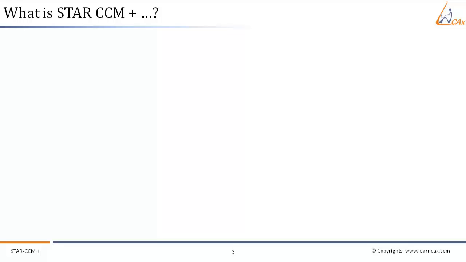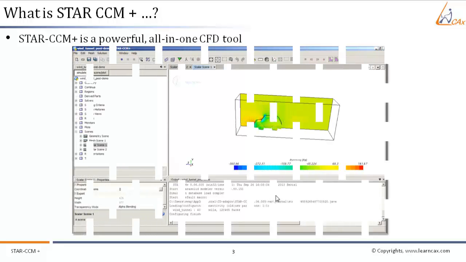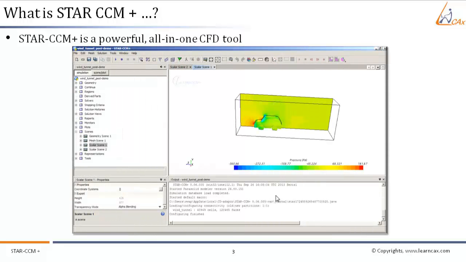First things first. For all the beginners, the first question is, what is STAR CCM Plus? When you open STAR CCM Plus software, the display looks like this. This software is a CFD software which is used to carry out CFD analysis. The best aspect of this software is that it is an all-in-one CFD tool. This can be used for geometry creation, geometry repair, CFD setup, and solving, as well as to see the results, we use the same tool.